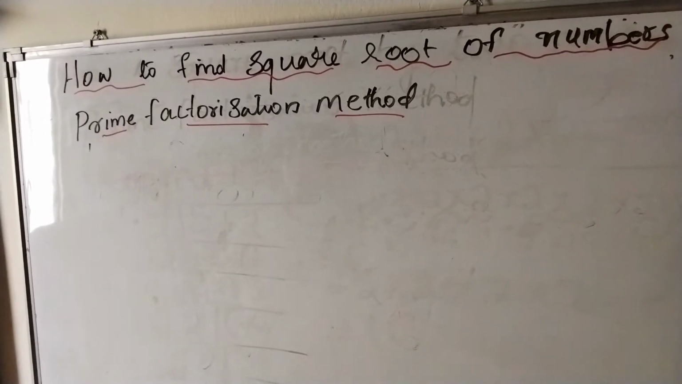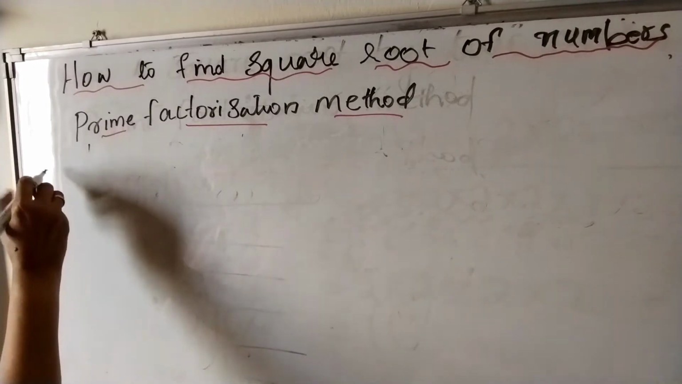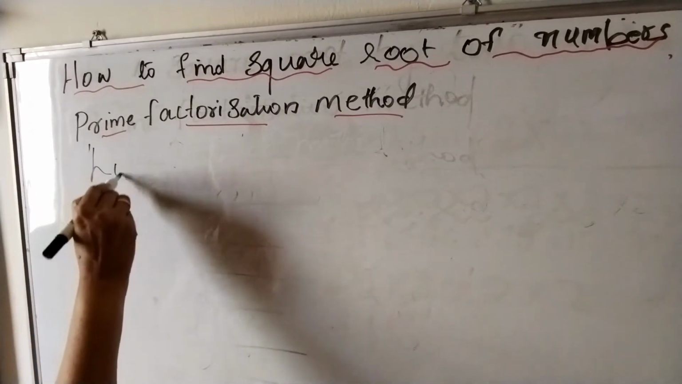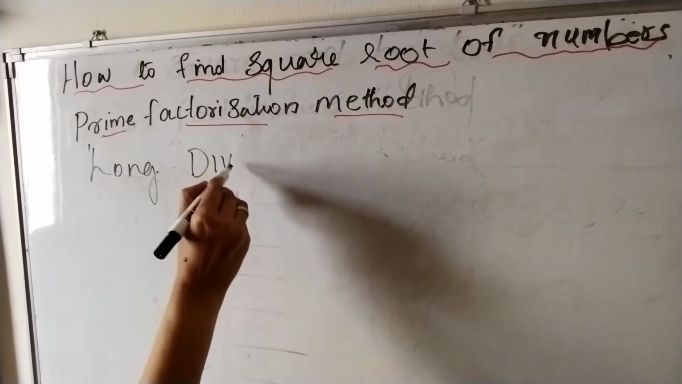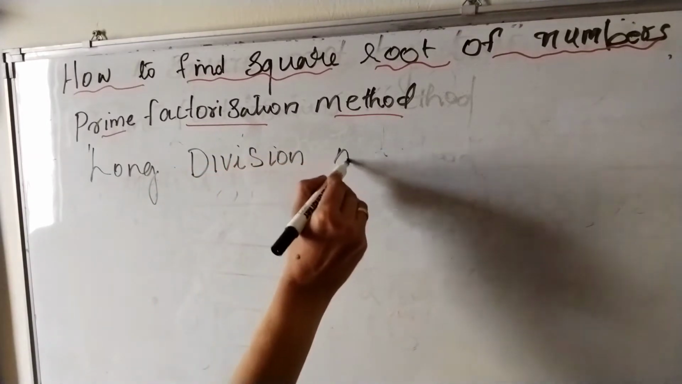Class, I am going to teach you how to find the square root of numbers. There are two methods. One method is the prime factorization method. The other one is the log division method.